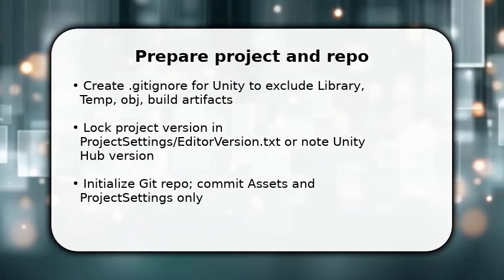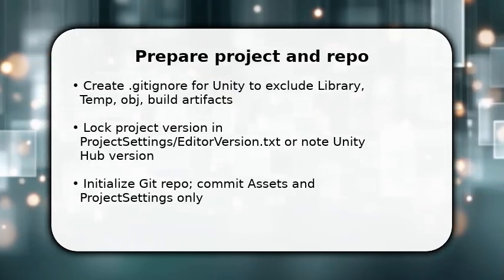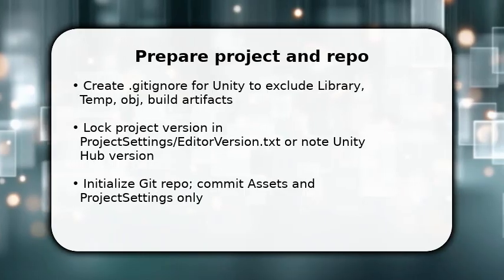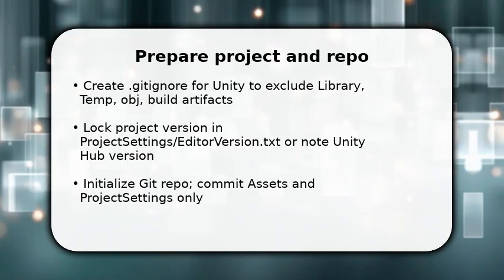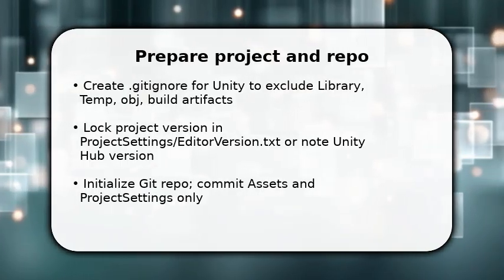Enjoy the video. You start by putting Unity project files where Git can manage them. Create and apply a Unity .gitignore so large auto-generated folders like Library and Temp are excluded because they bloat repos and break merges.